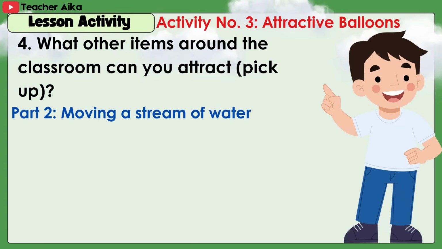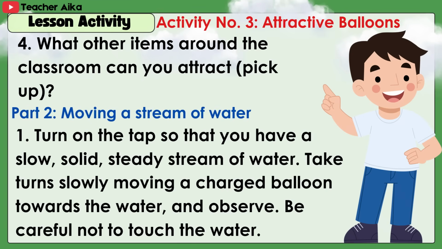Part 2. Moving a stream of water. 1. Turn on the tap so that you have a slow, solid, steady stream of water. Take turns slowly moving a charged balloon towards the water and observe. Be careful not to touch the water.